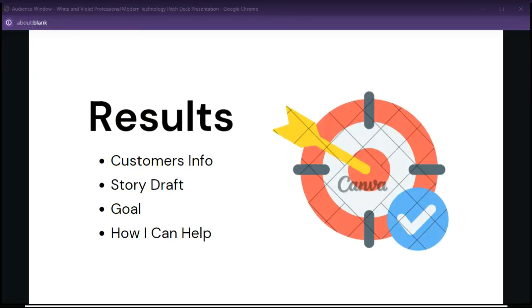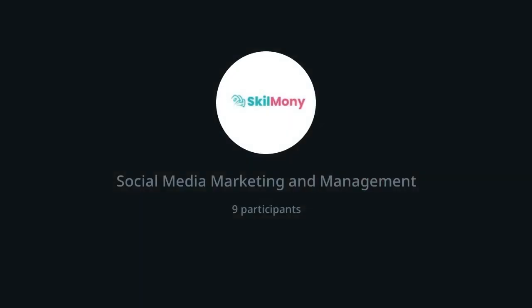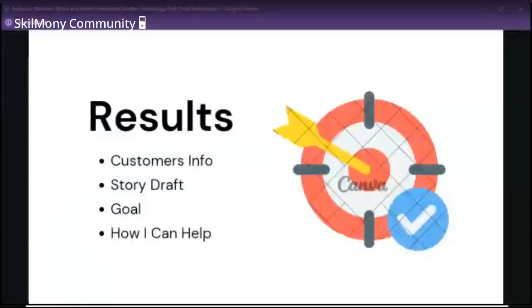First is customer information. We are gathering customer information. Then we are drafting a story from the information. We are setting goals. Then we are also setting how we can help them. Number one, if we are using Edwin as an instance, Edwin is the name.